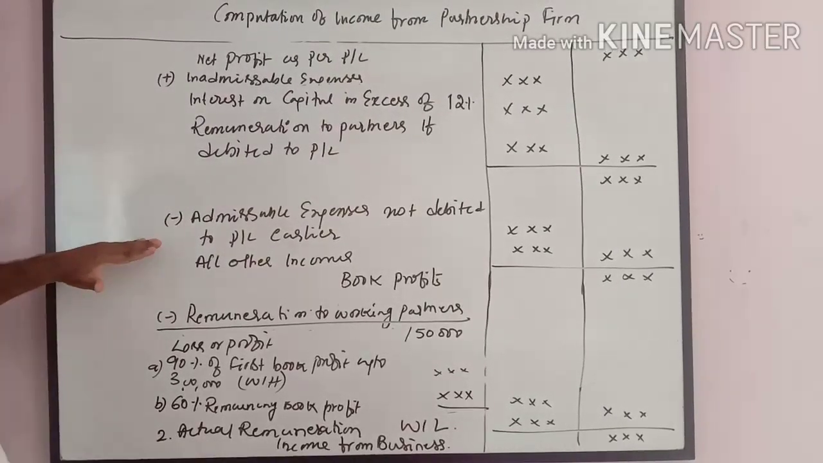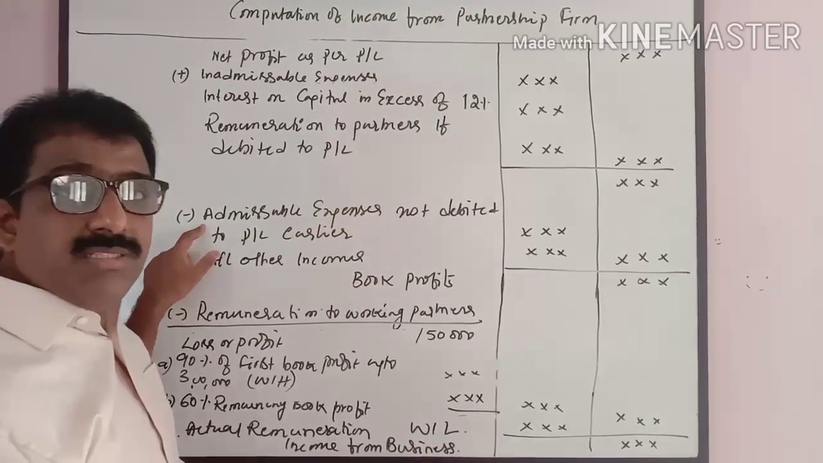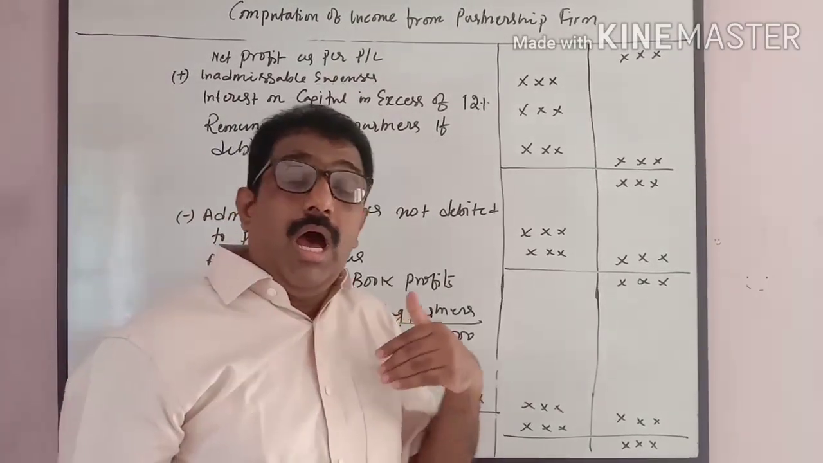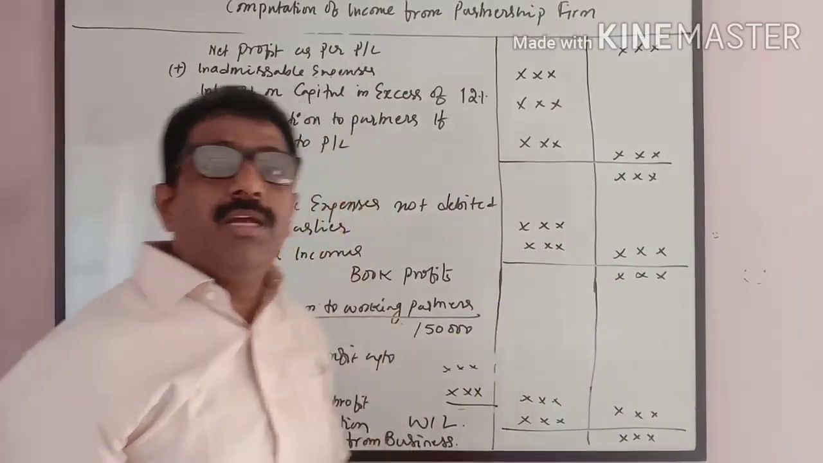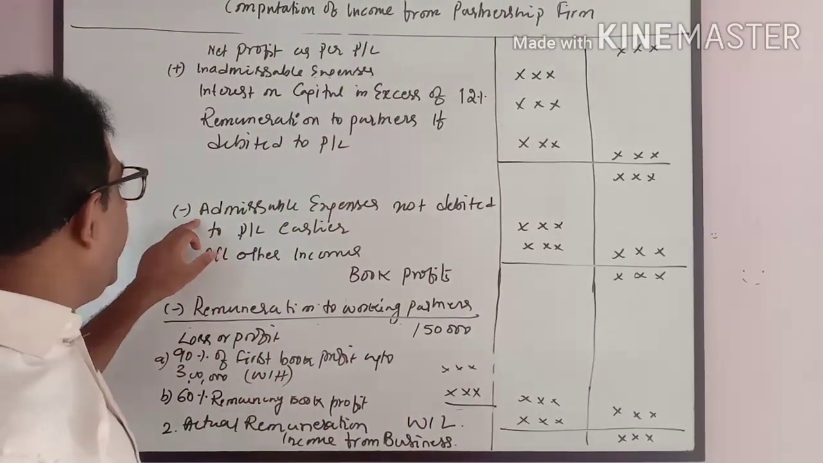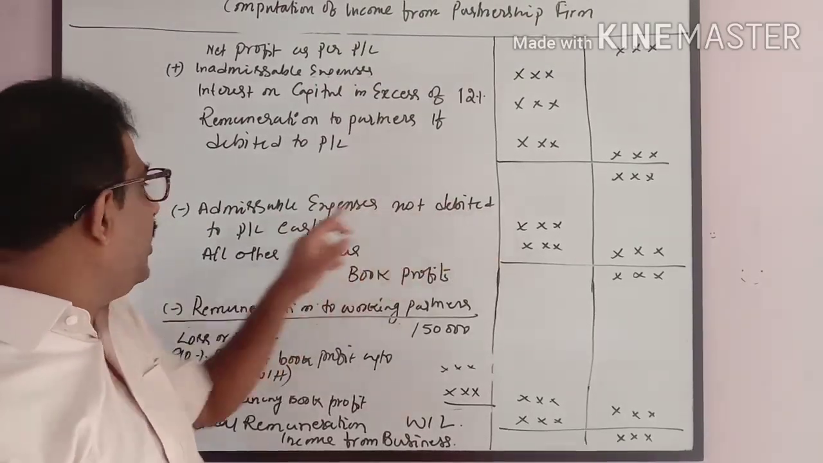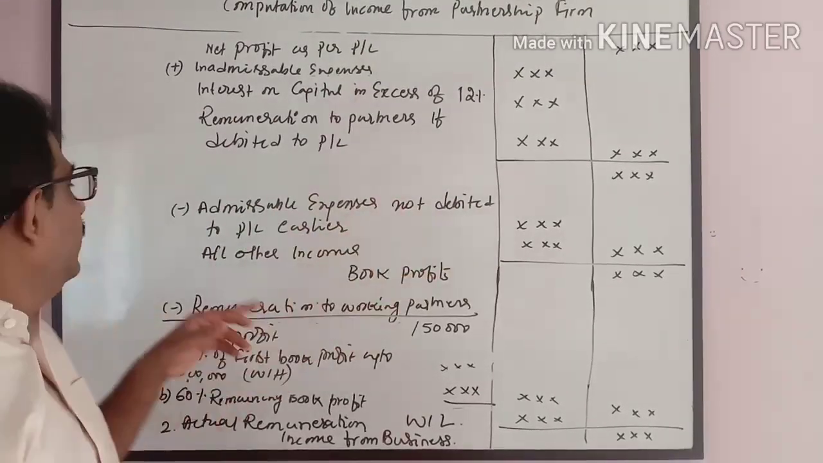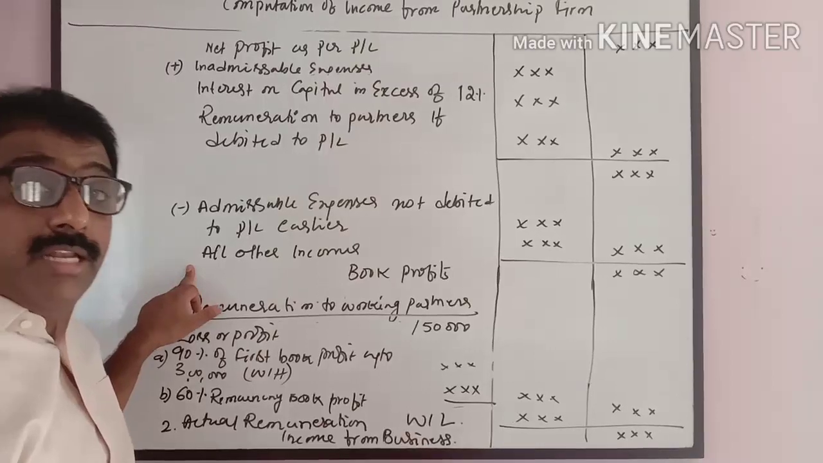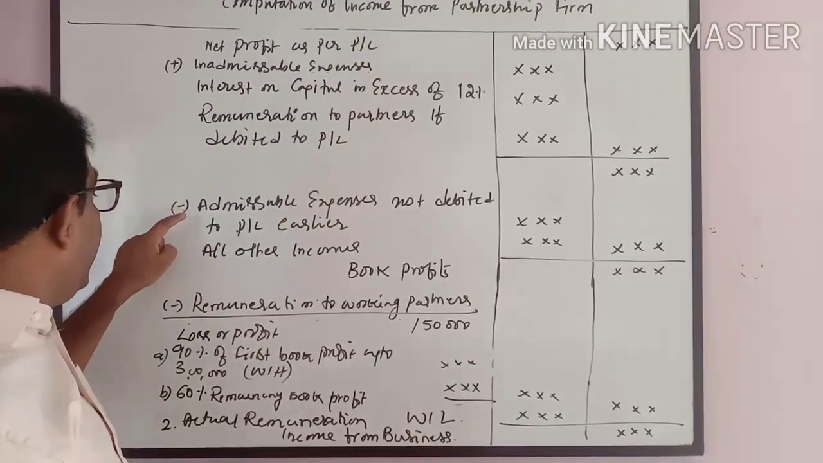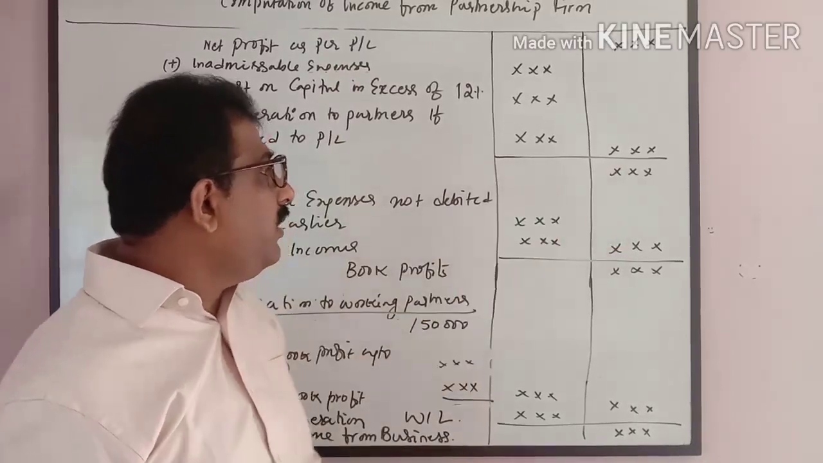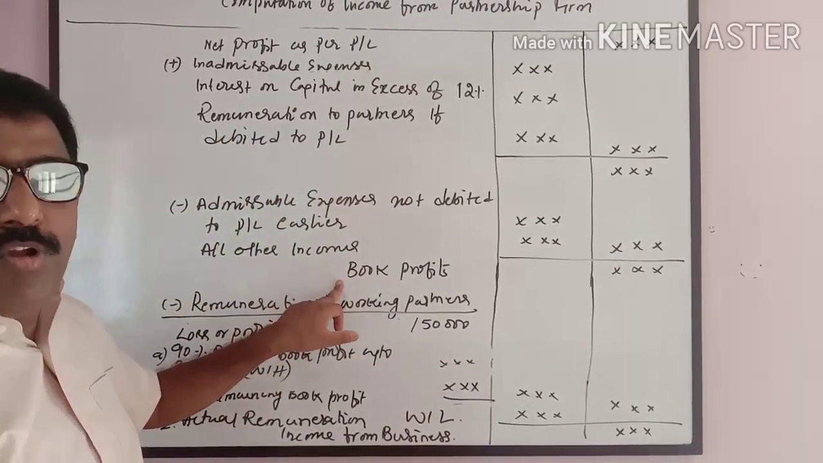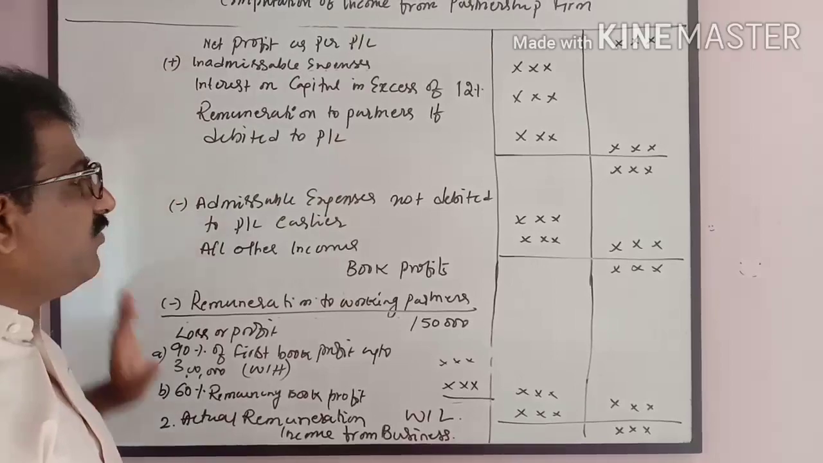After that, minus the expenses which are allowable as a deduction but not debited in the P&L account. Now you can deduct admissible expenses not debited to P&L earlier. Then all other incomes related to business. These two items, if any, should be deducted out of the profit so that we get the book profit. We have to follow this format.